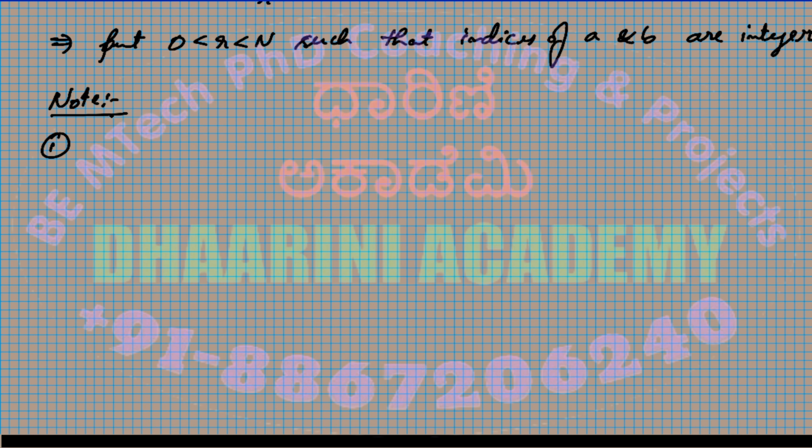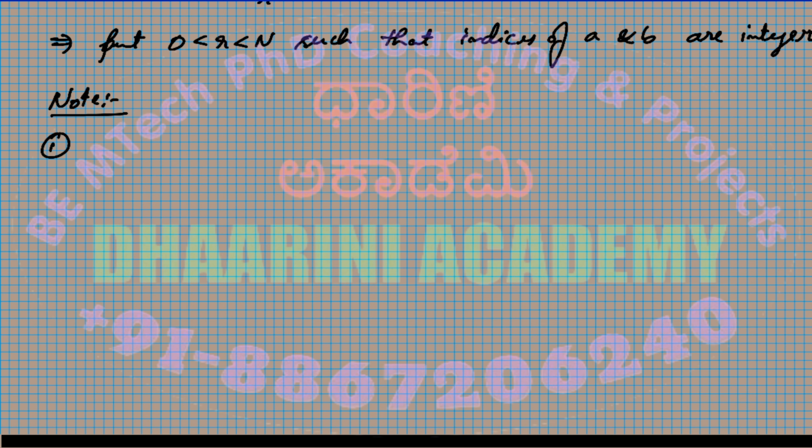Point number one. If indices of a and b are positive integers, then the free from radical terms will be equal to the terms which are integers, right? That means the number of non-integral terms is equal to the total number of terms minus the number of integral terms. So the question can come: find the number of integral terms in the expansion, find the terms containing only integers, find the terms containing non-integers, etc. Everything can be calculated by using this one concept.